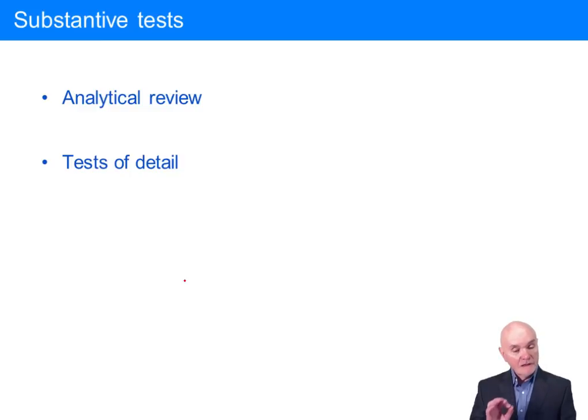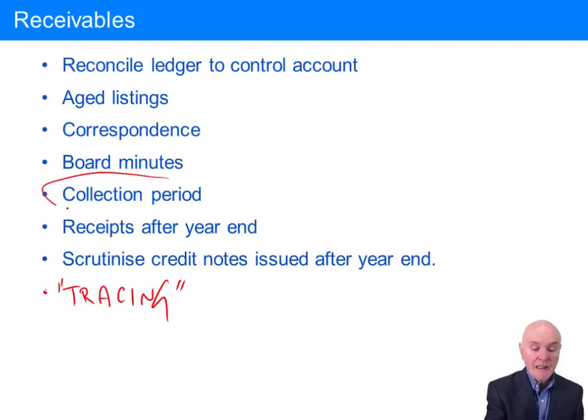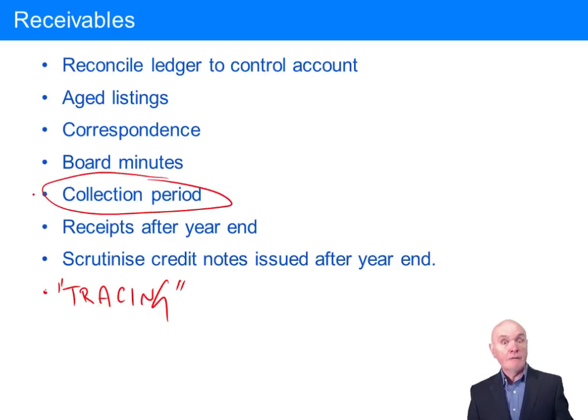Now, this means that substantive tests are divided into two sorts. You'll come across these terms. First of all, there is analytical review, and we had analytical review here. Basically, that was looking at the collection period. We did a ratio there. We could also do analytical reviews, maybe on discounts that were given to customers and so on. They would be kind of related to receivables.